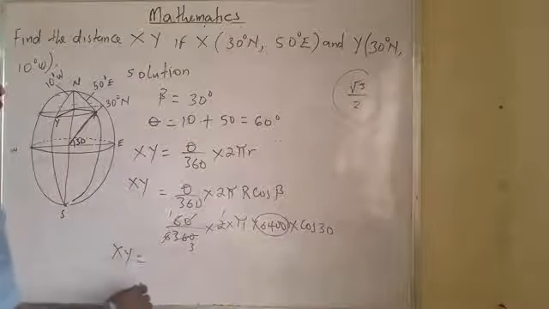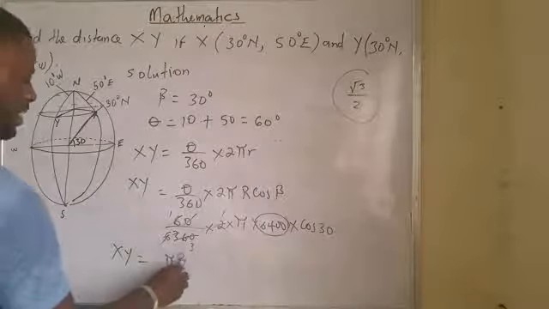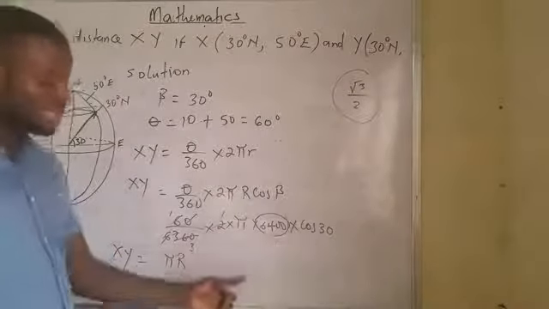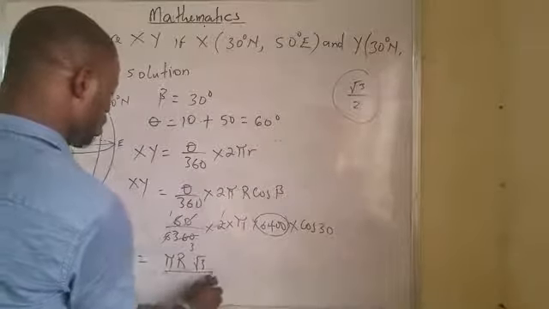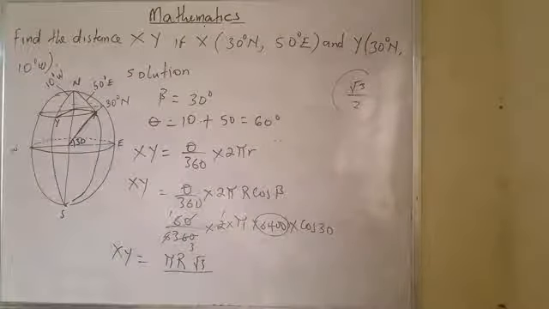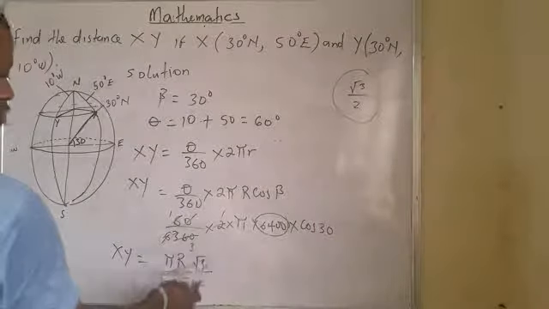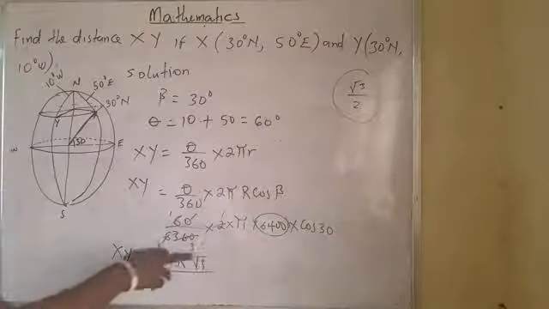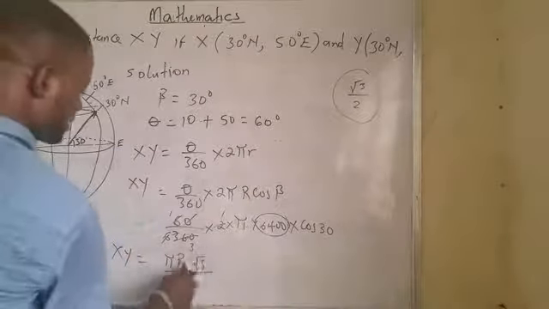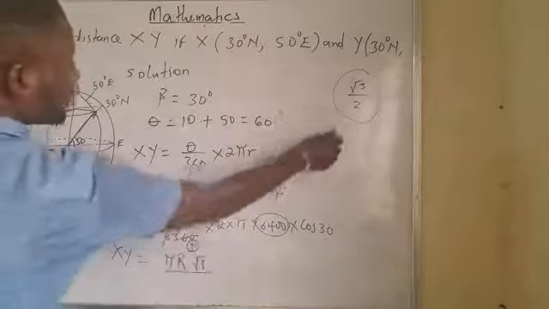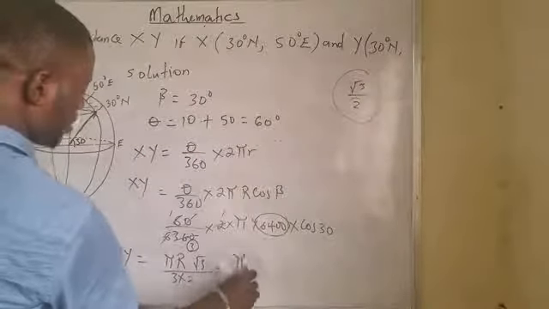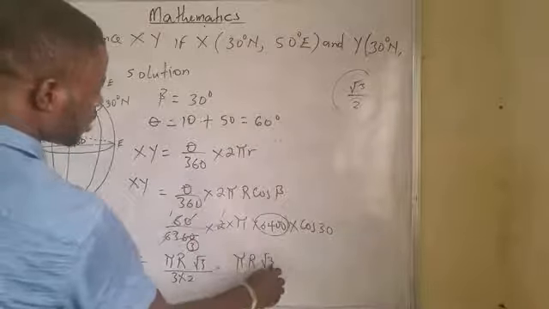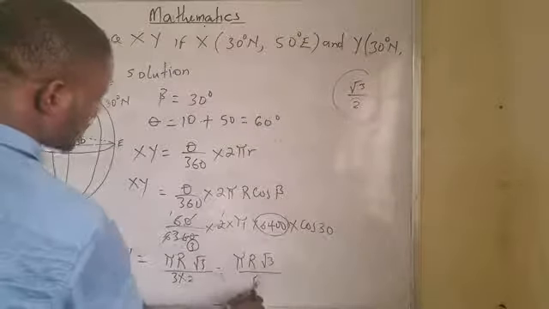XY equals pi big R, which I've neglected, 6,400 over root 3 all over 2. Yes, all over. This one will be 2 times 3, which is 3 times 2, which is something as what? Pi R root 3 all over what? All over 6. That is my answer.